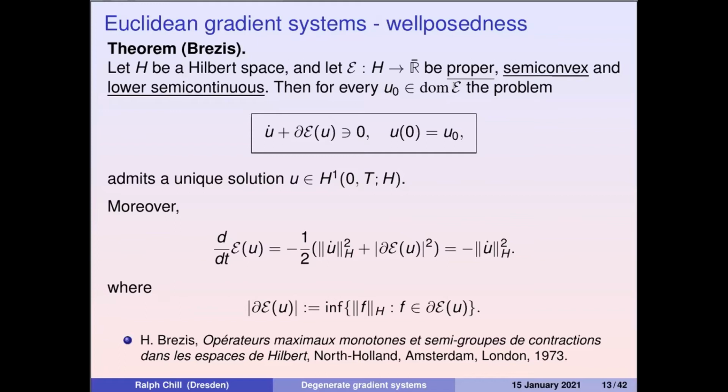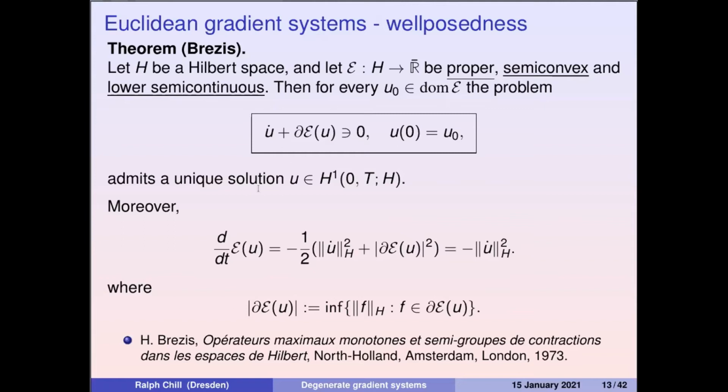So under these very few properties, you get solutions. And the solution is even very nice. It's H1 in time. So the derivative exists almost everywhere in the weak sense. And this differential inclusion is really satisfied almost everywhere. So it's not a weak solution. I would call this a strong solution.